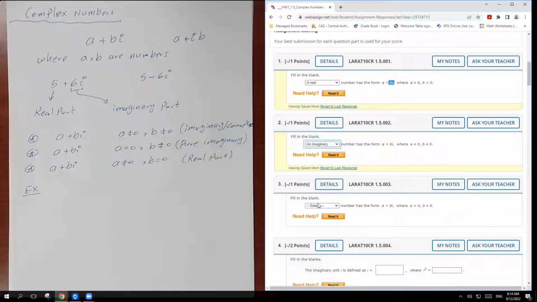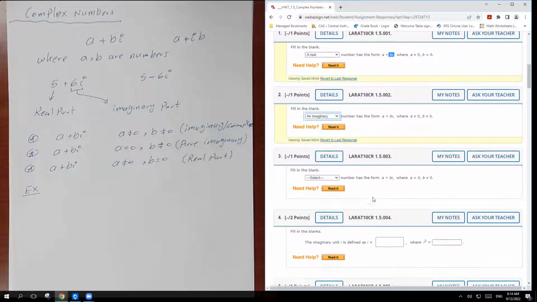The third one: a number has the form A plus Bi, where A equals 0 and B is not equal to 0. A equals 0 means this part is 0, and we just have the Bi. That means this is a pure imaginary number.